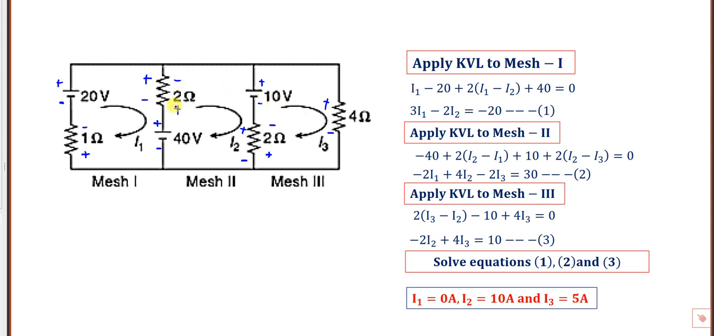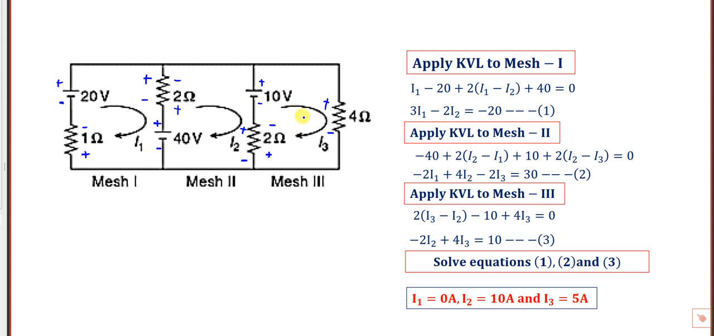Apply KVL for mesh 2. Start from 40, first we got minus. See here, minus to plus. Minus 40 plus, while writing KVL, we are assuming that I2 is the resultant current and it is clockwise. So we have to assume I2 is greater. So minus 40 plus 2 into I2 minus I1, and this is battery again, plus 10 and plus 2 ohms, and 2 currents are there, I2 minus I3. While writing KVL for mesh 2, you have to write I2 minus I3. Here also I2 minus I1. Okay. And simplify, you are going to get 2I1 plus 4I2 minus 2I3 is equal to 30.